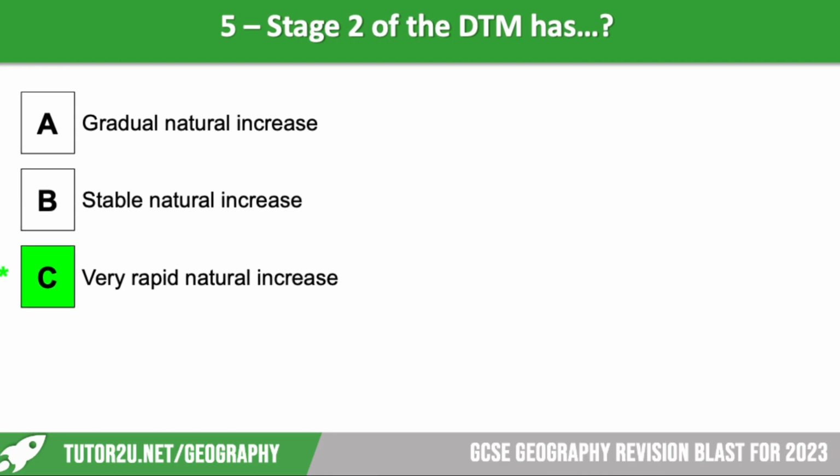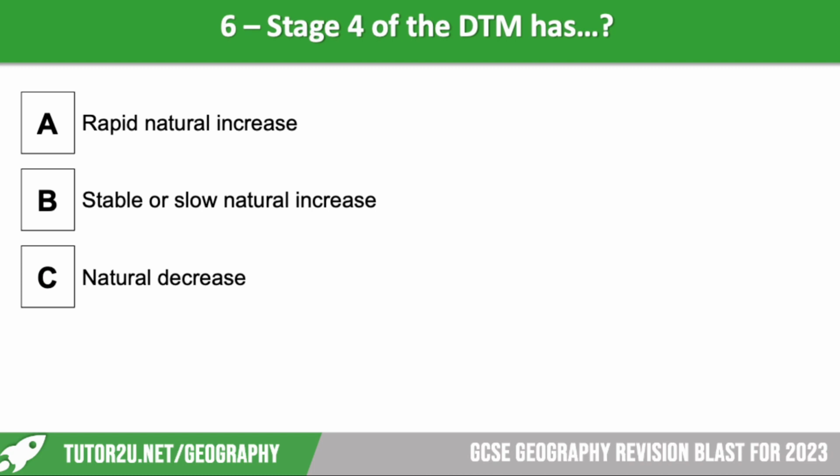Okay, it is C. Question 6. Stage 4 of the DTM has A, rapid natural increase, B, stable or slow natural increase, or C, natural decrease. Let's reveal. It is B, stable or slow natural increase.